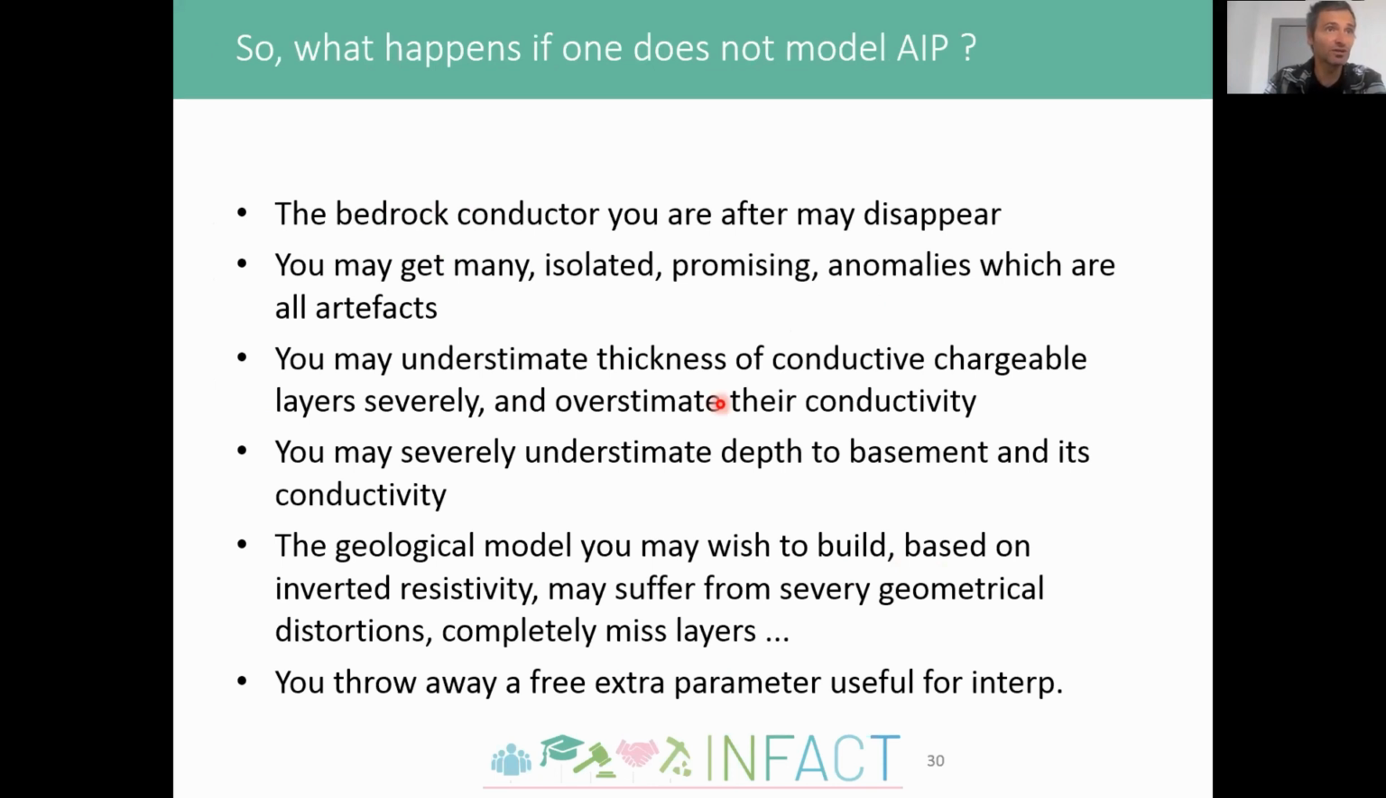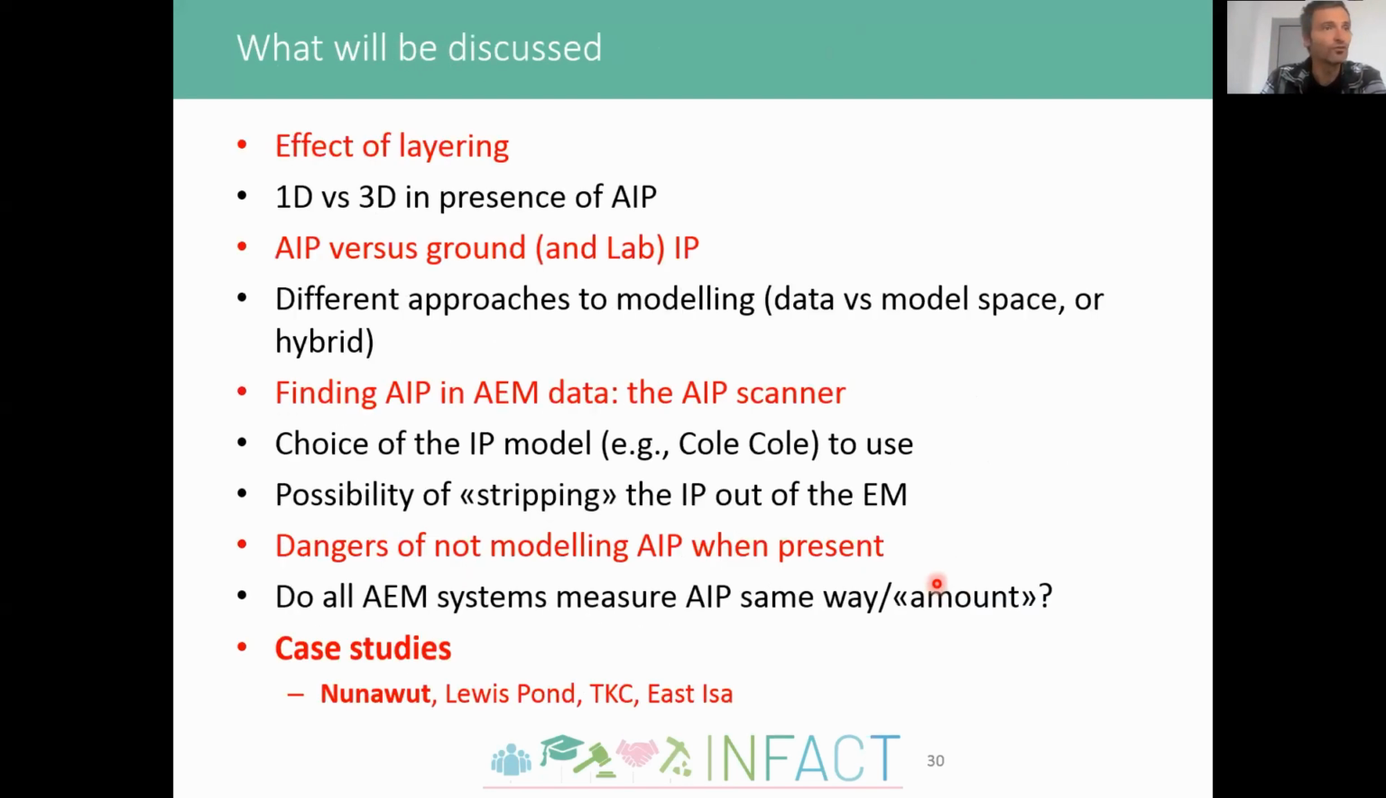You may underestimate thickness of the conductive chargeable layers severely and overestimate their conductivity. You may severely underestimate depth to basement and its conductivity. And if your exploration model happens to go by a geological model, that geological model will most likely be completely skewed in terms of geometries and absolute physical properties in ways that are also fairly hard to predict. And on top of that, you also throw away a free extra parameter, free, quote unquote, which would be your chargeability. Now, I'm going to show you a few case studies very quickly before I jump into ISA.